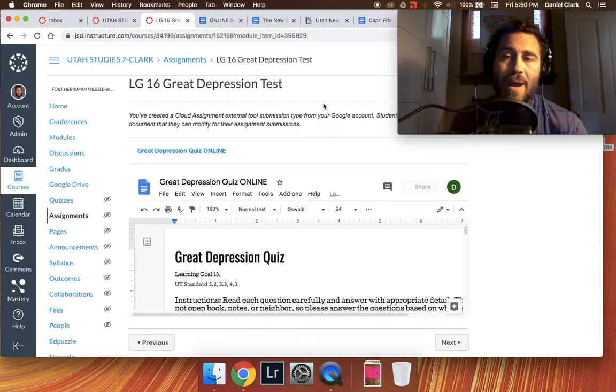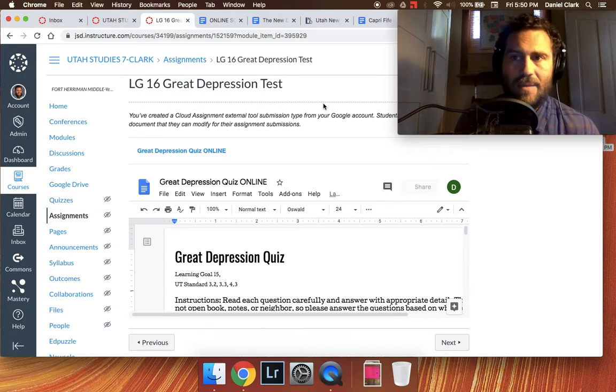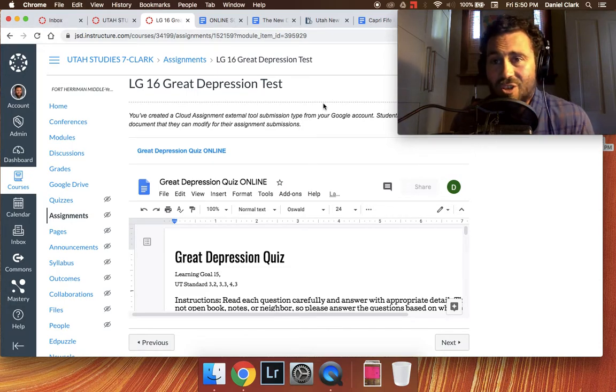I hope us and the other Utah Studies teachers are really trying to make this as easy as possible. If you have questions and you're just like, man, I don't get this, and I've tried to help you, shoot me an email. I have had a lot of video conferences with students. Just shoot me an email. I would love to talk to you. I'd love to help you out. If you are struggling, please reach out to any of us.